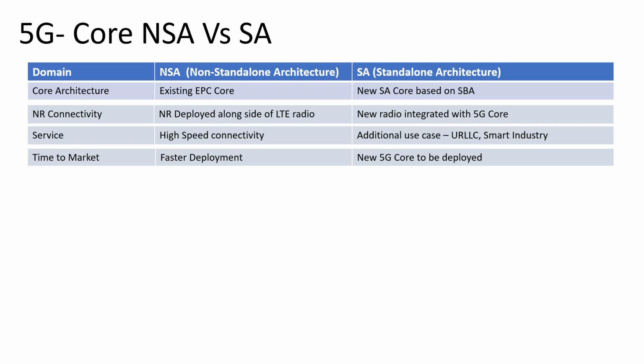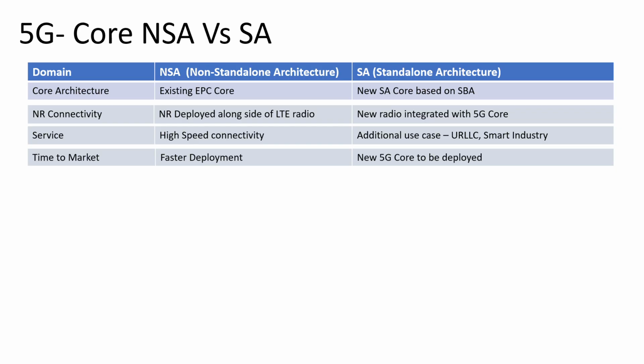Time to market. As we discussed, in non-standalone architecture, the network function that gets added into the network is the gNode, or the new radio. Once the new radio, which is the 5G radio, is there, you can immediately launch the 5G service. You don't need to change the core network. So that is why it is faster deployment. Your radio is done, your radio is integrated with the core, you can immediately launch the service. This is the fastest way to deploy the 5G service.